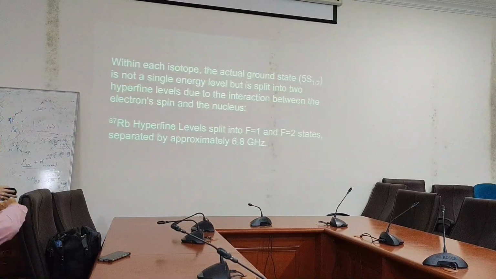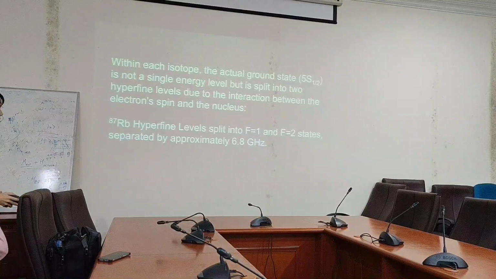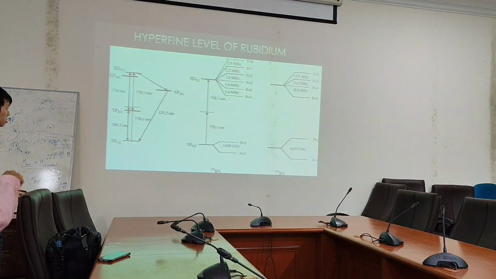Within this I can identify the D1 line and D2 line. This one is the D1 line and this is the D2 line, and then also the wavelength. This one is giving 782 nanometers.